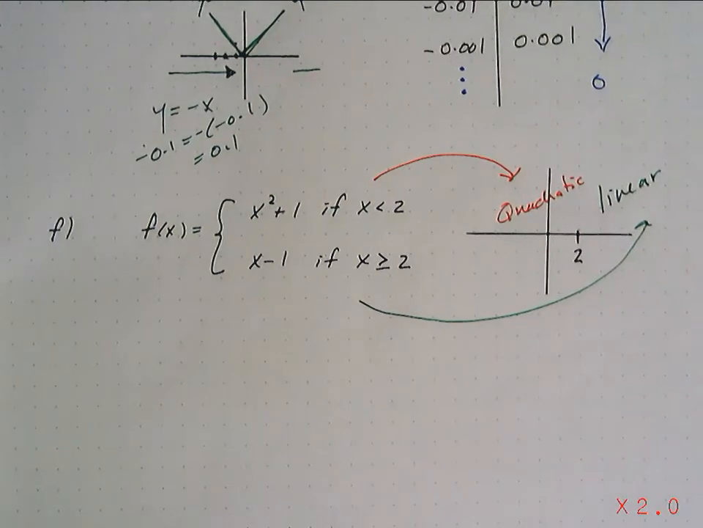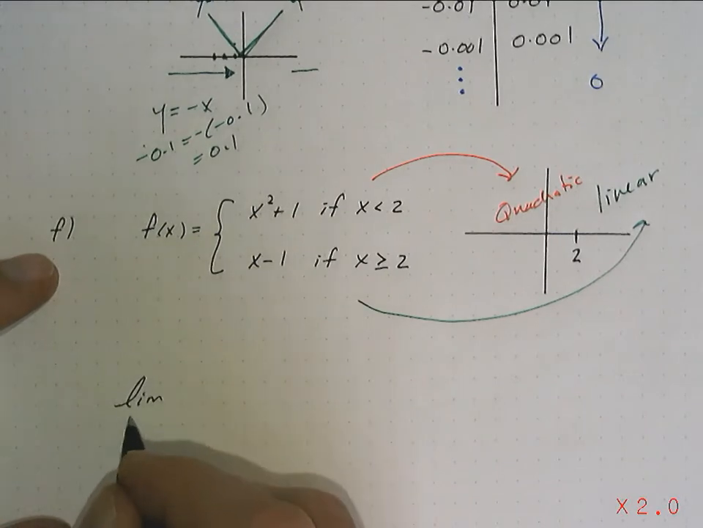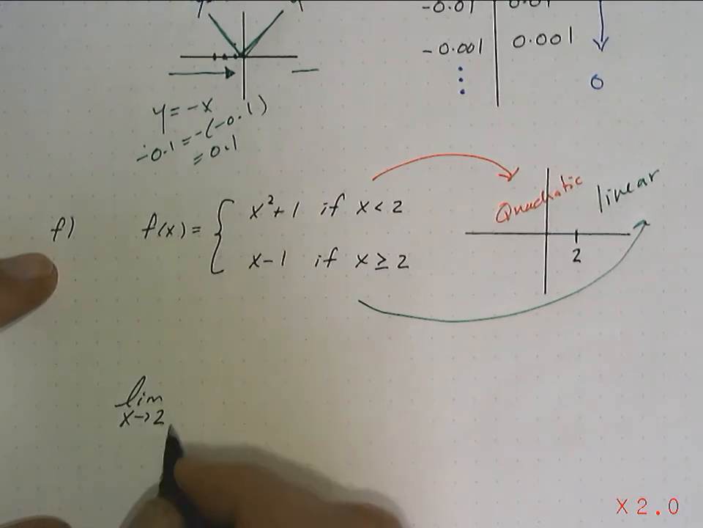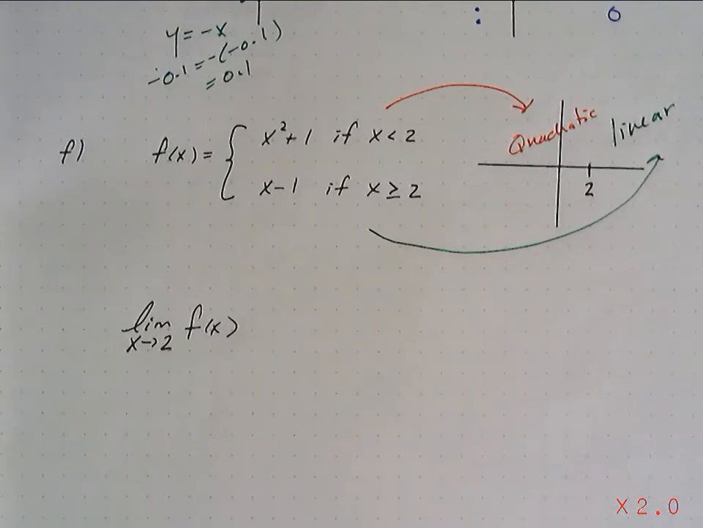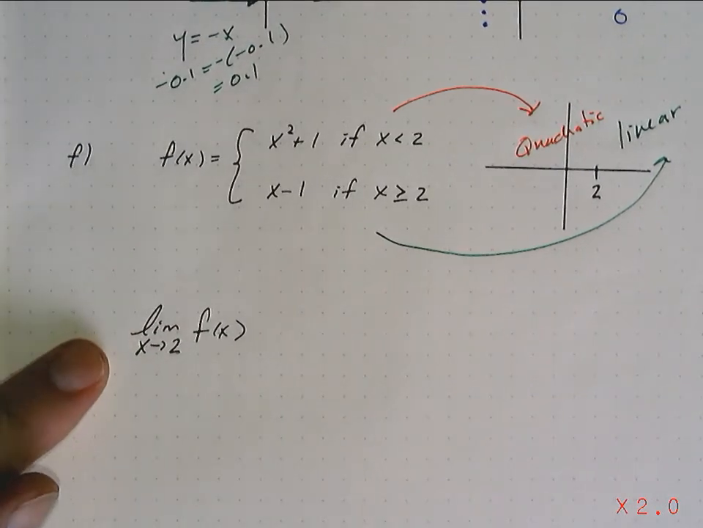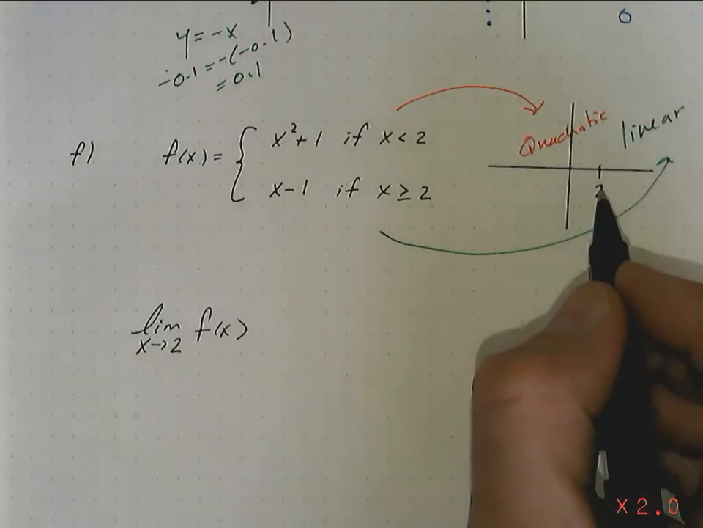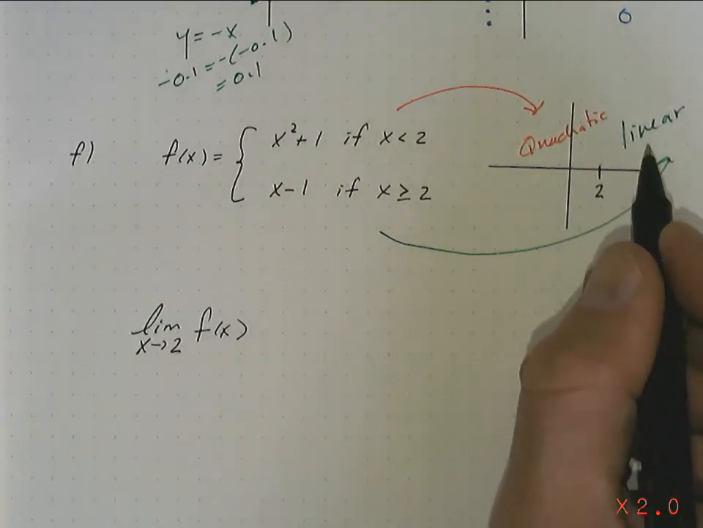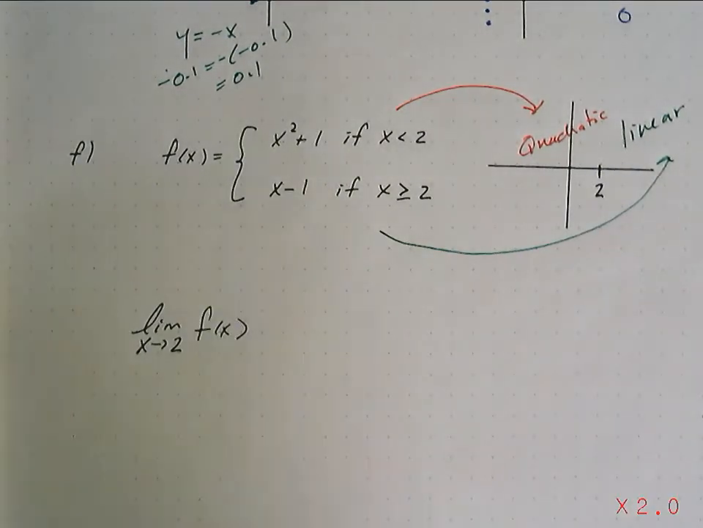Okay, so what I'm going to ask you is 2 questions. I'm going to ask you, what's the limit as x approaches 2 of f of x? This is a two-handed limit, two-sided limit, left hand and right hand. Which means I have to be interested in both parts as it approaches 2. Because when it's on the right-hand side of 2, it's going to be linear. And when it's on the left-hand side of 2, it's going to be quadratic. So that makes things a little bit interesting.